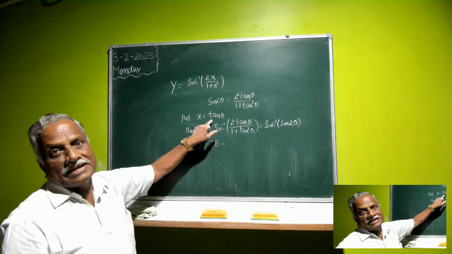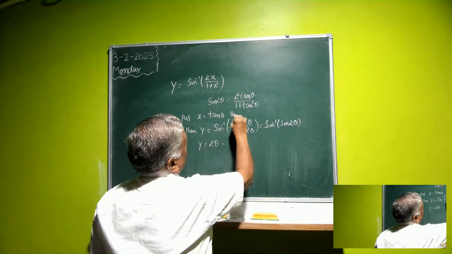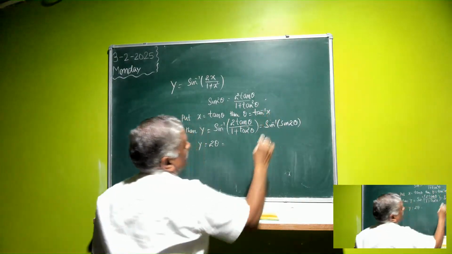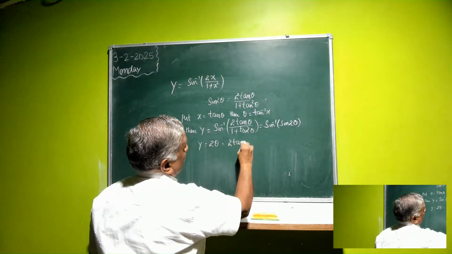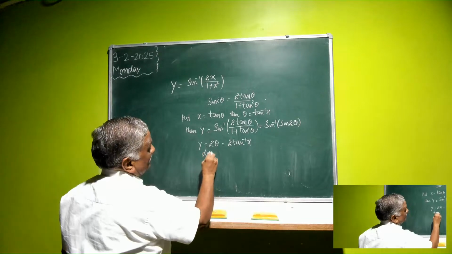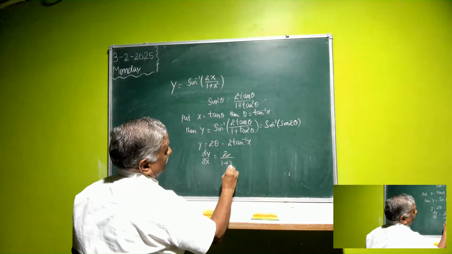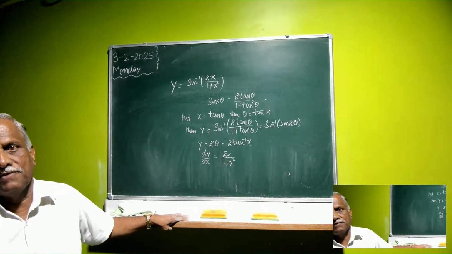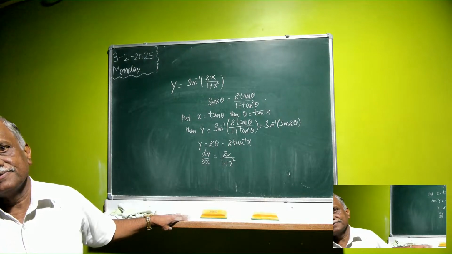But what is tan theta? Tan theta is x. What is theta? If tan theta is x, theta is tan inverse x. So you can write this as 2 tan inverse x. dy by dx equals 2 over 1 plus x square. So if you can remember the formula and work it out, you get the complete marks.